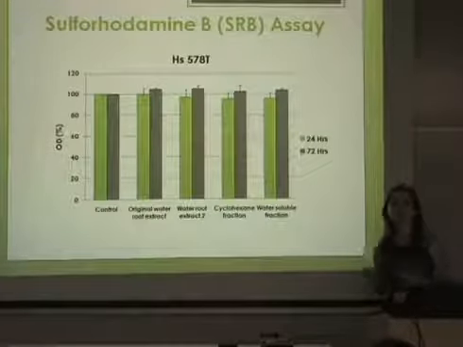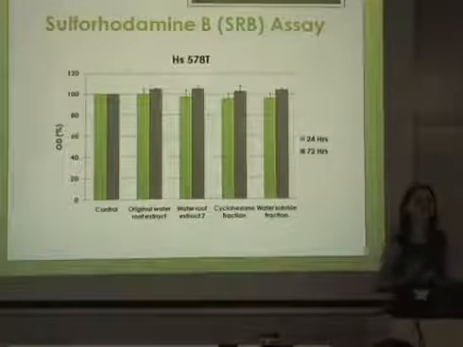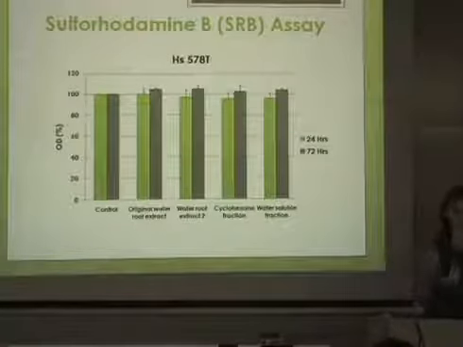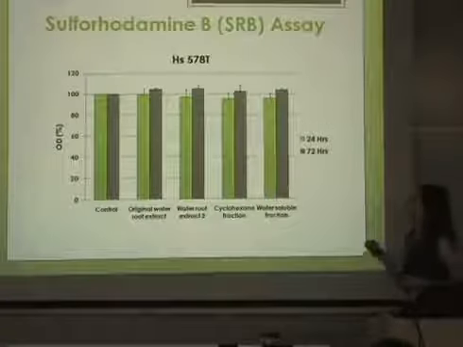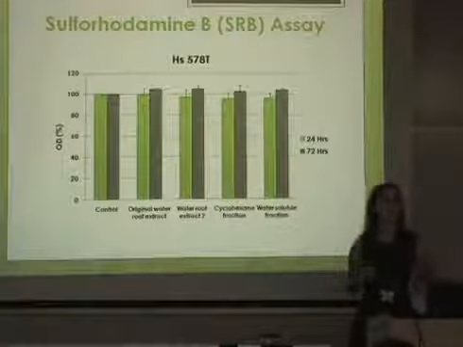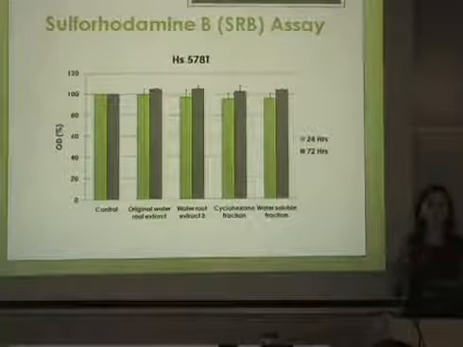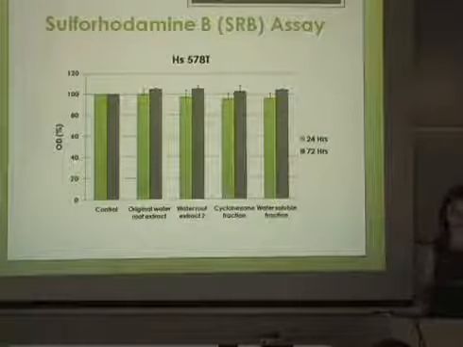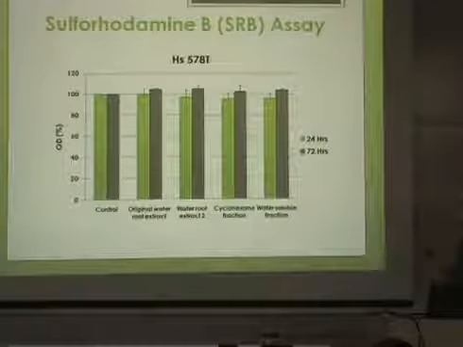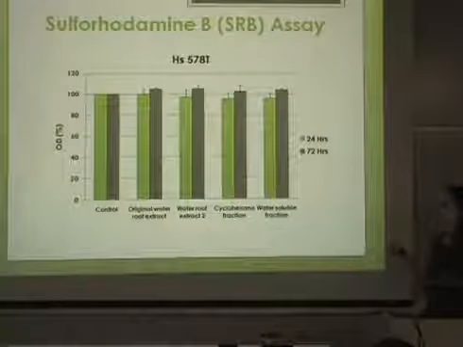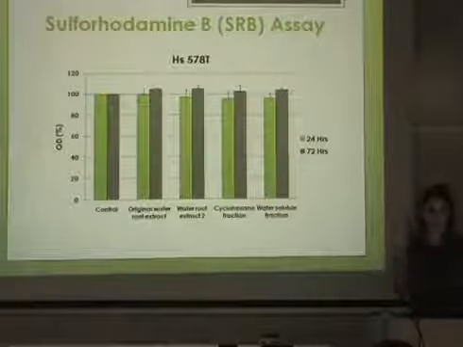After this, we knew that our extracts were not toxic to the cells, so therefore we were ready to begin our biological assays, beginning with the sulforhodamine B assay. This assay stains the protein to see if something is happening with the growth of the cells. And as you can see, after a period of 24 and 72 hours, there was not really a growth inhibition or any difference in the amount of cells that you see.